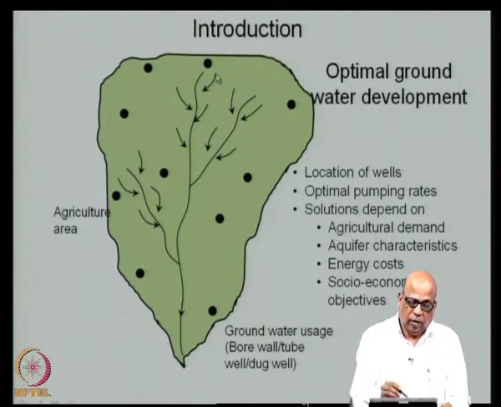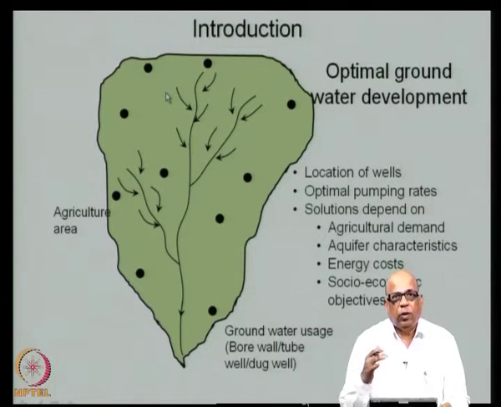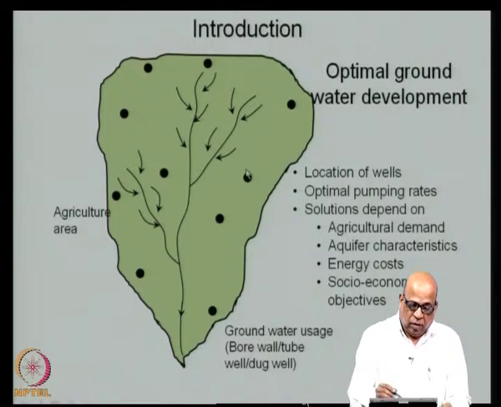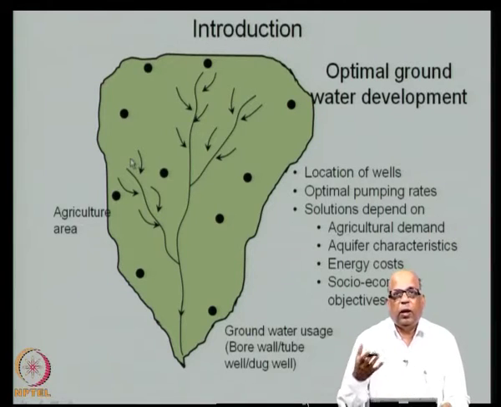Specifically, where all do we use the groundwater? That is, the location of wells. Now, these wells can be bore wells, tube wells, or dug wells, depending on the type of usage that you have. Not only the locations themselves will depend on the aquifer characteristics, it depends on the type of usage that you would like to put the groundwater to.